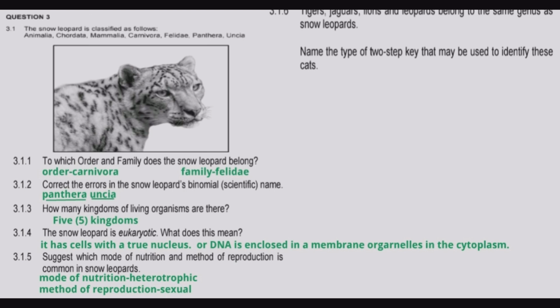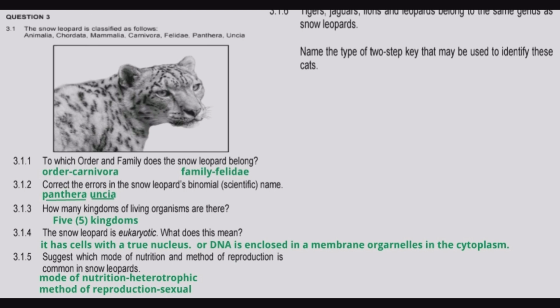Okay, we come to question number 3.1.6. That question is as follows. Tigers, jaguars, lions, and leopards belong to the same genus as the snow leopard. Name the type of two-step key that may be used to identify these cats.